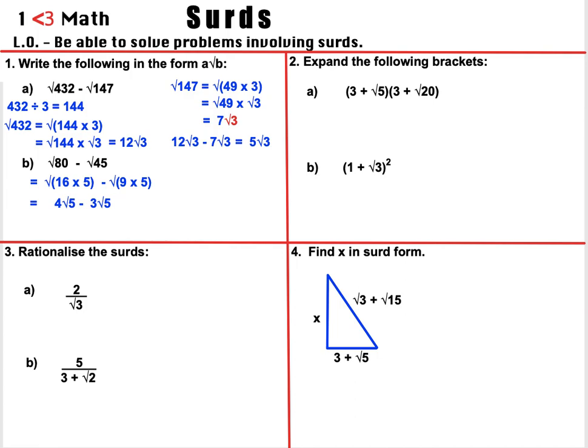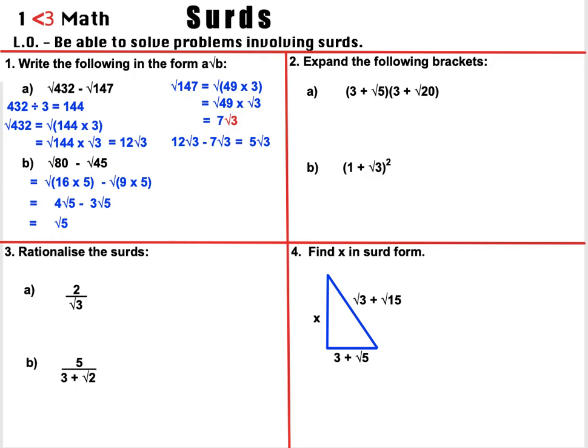The root of 16 is 4, so root of 80 is basically 4 root 5. The root of 9 is 3, so the root of 45 can be rewritten as 3 root 5. Now we can subtract. We would write 1 root 5, but it's not polite, just like writing 1x is not polite, so we just write the answer as root 5. 4 root 5 take away 3 root 5 is root 5. And they are the solutions to question 1.